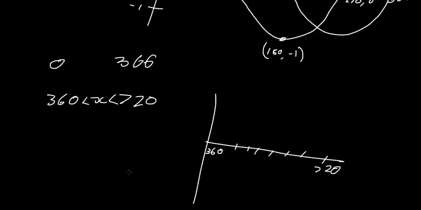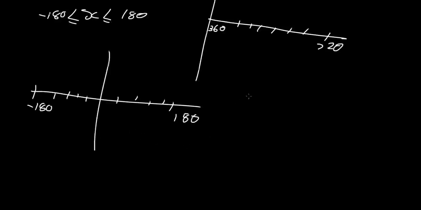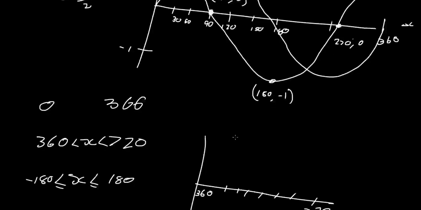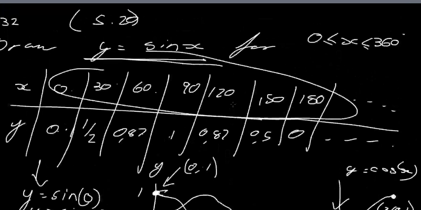And they could also say sketch it for x minus 180 to 180, in which case your graph would look like that, minus 180 all the way up to 180. So that's just another thing to remember about when you're sketching trig graphs. But other than that, there's really not much to it. Pop it into your calculator and it's going to give you the answer.